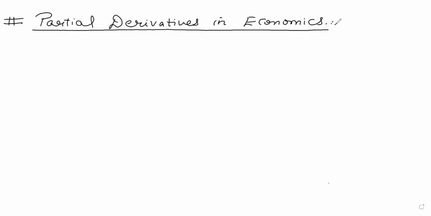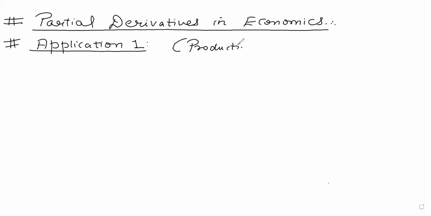All of you can recall that in the previous few lectures we have been discussing partial derivatives in two variables. We have also done the higher order partial derivatives. Now let us see in this lecture where we can apply this particular concept in economics. So first of all, let's look at the first application, application 1. This is the very famous production function in microeconomics.